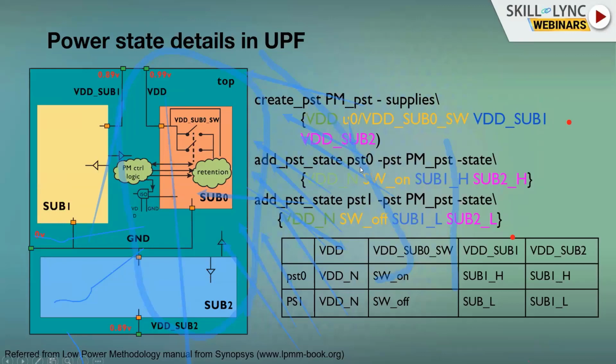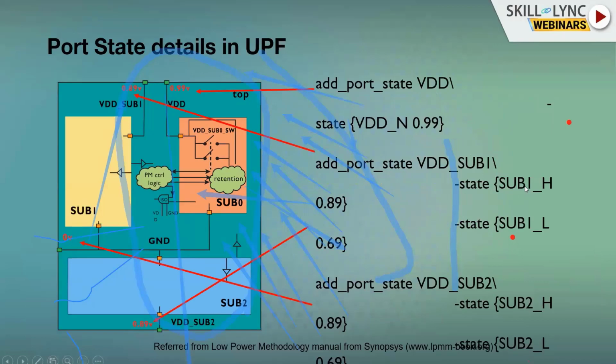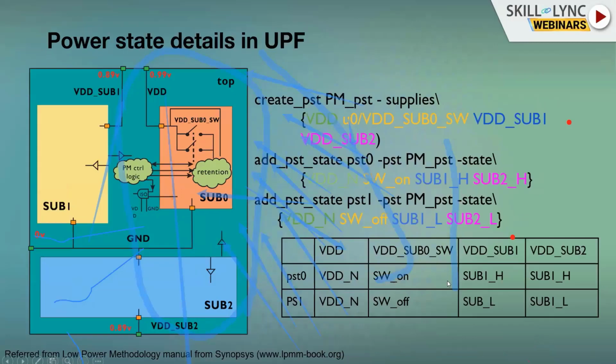And if you see PST0, if you understand this table, whatever you put here is put in the same table here. PST0 is telling that VDD-N is on, and VDD-I and sub-I. The values, if you see here, come from here. So you are getting 0.99 and 0.89 and 0.89. That is what the values you have here. So when the tool tries to read your PST table, it unrolls the value, whatever is there for these variables, from your port state command.